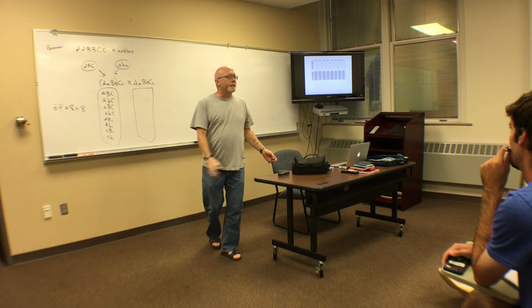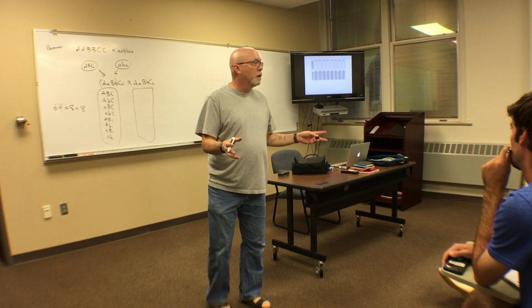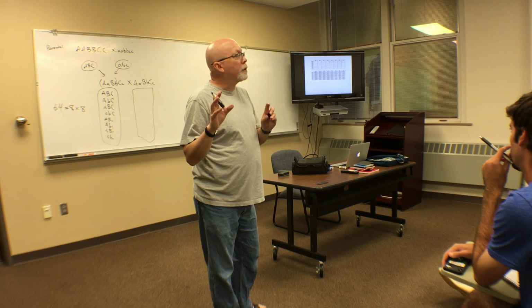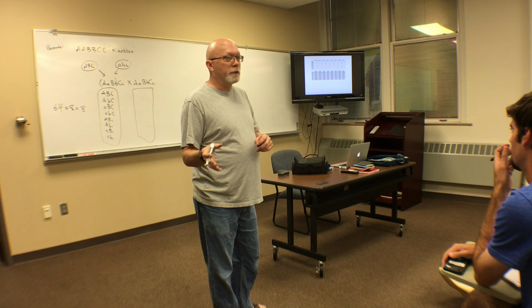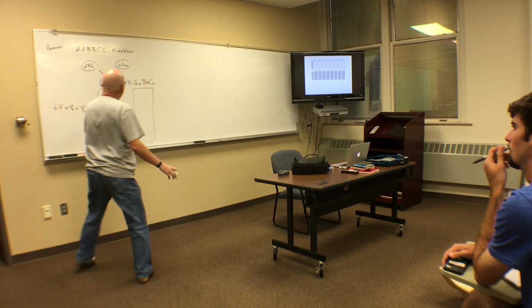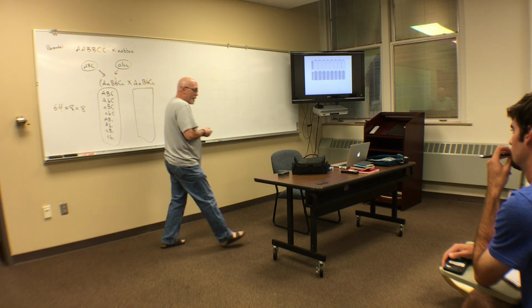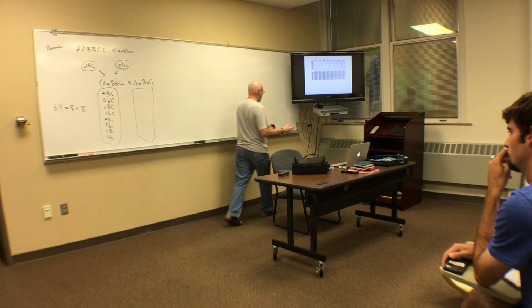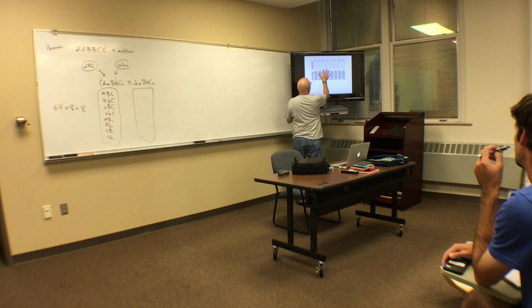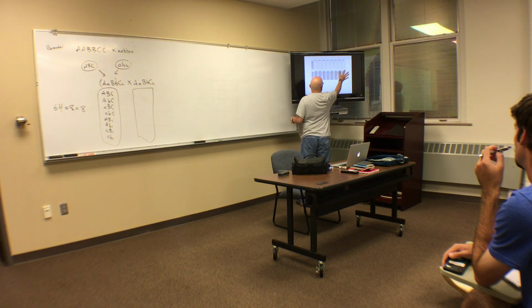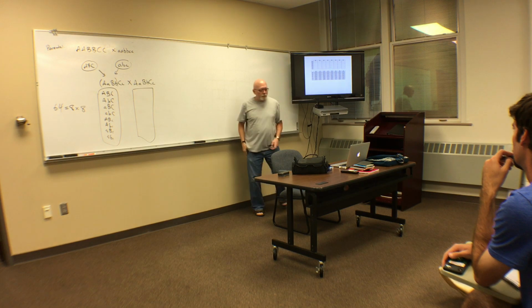Same rules apply. Doesn't matter if you're doing 1 trait, 2 traits, 3 traits, 4 traits, 5 traits. Making gametes gets more complicated, the Punnett square gets more complicated, but it's the same idea. So, I don't know how they feel about me writing on their screens, but I don't really care.